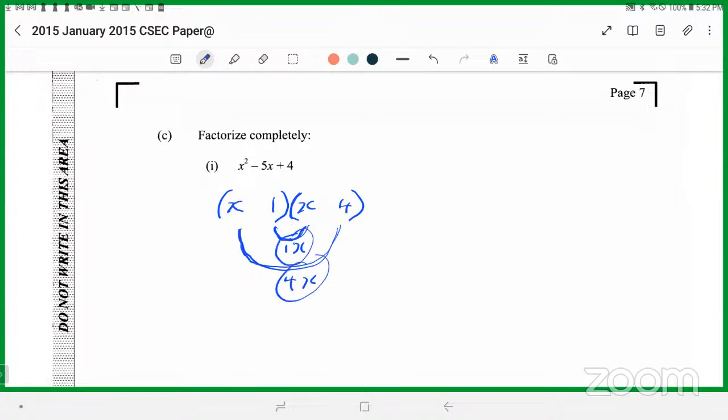1x and 4x is 5x, and that's what we have. But then we want them to be negative. As I said, the plus here means that the two signs in the brackets are the same. And they are both negative because this is negative. So I know that I need a negative here and a negative there. And those are the two factors. That's doing it a quick shortcut method that I want everybody to learn.